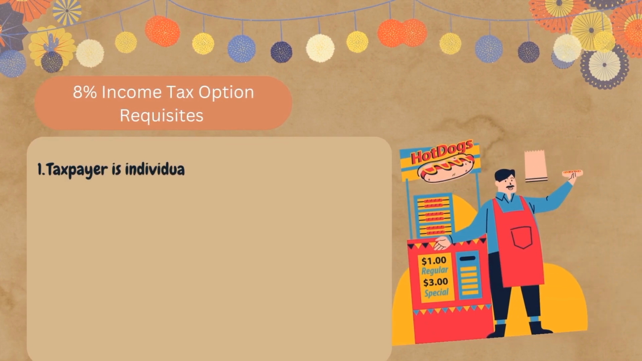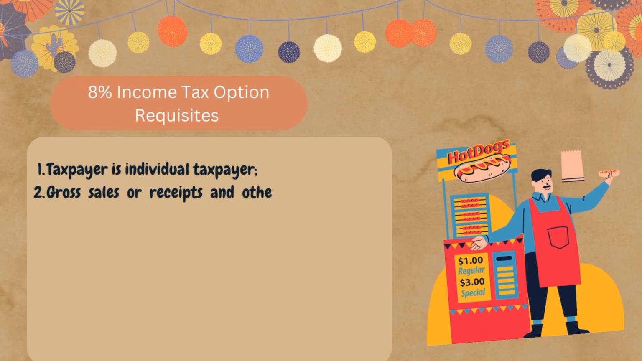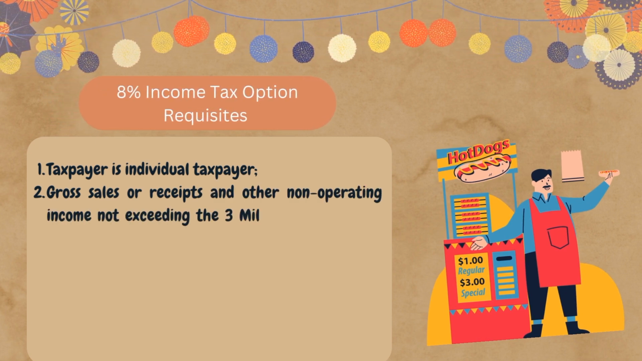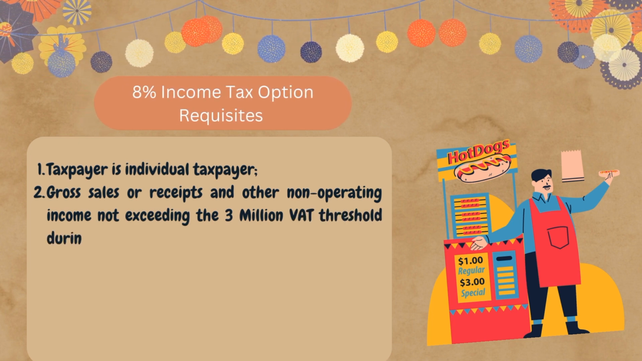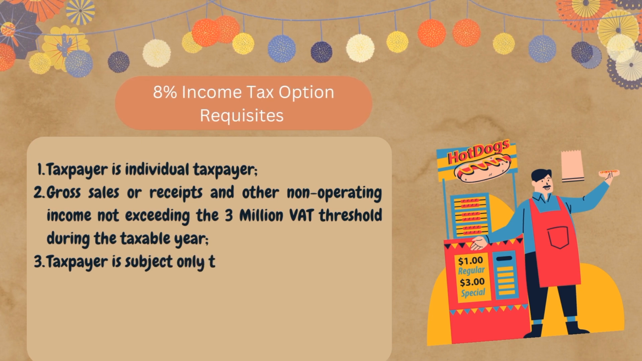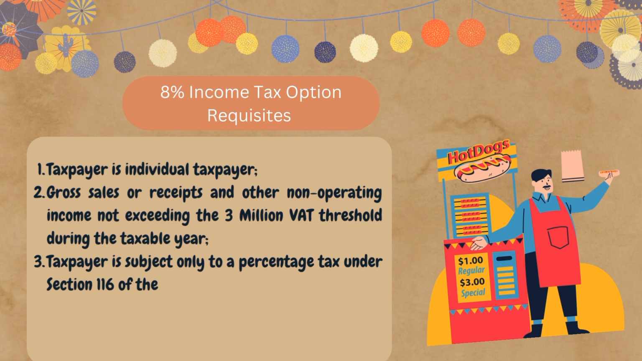First, the taxpayer must be an individual taxpayer. Second, its gross sales or receipts and other non-operating income did not exceed the 3 million VAT threshold during that year. Third, the taxpayer is subject only to a percentage tax under Section 116 of the National Internal Revenue Code. And fourth, that the taxpayer signifies his intention to elect the 8% income tax rate.